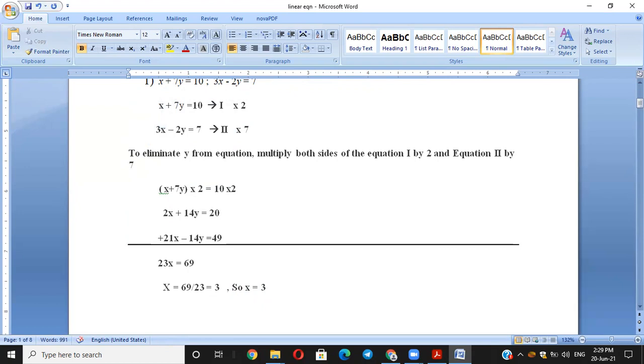Put x equal to 3 in equation number 1. So put x equal to 3 in equation 1. If I put x equal to 3 in equation 1, what will happen? What is equation number 1? Equation number 1 is here. See, x plus 7y equal to 10. So here I have to put x equal to 3. So equation number 1 will become 3 plus 7y equal to 10.